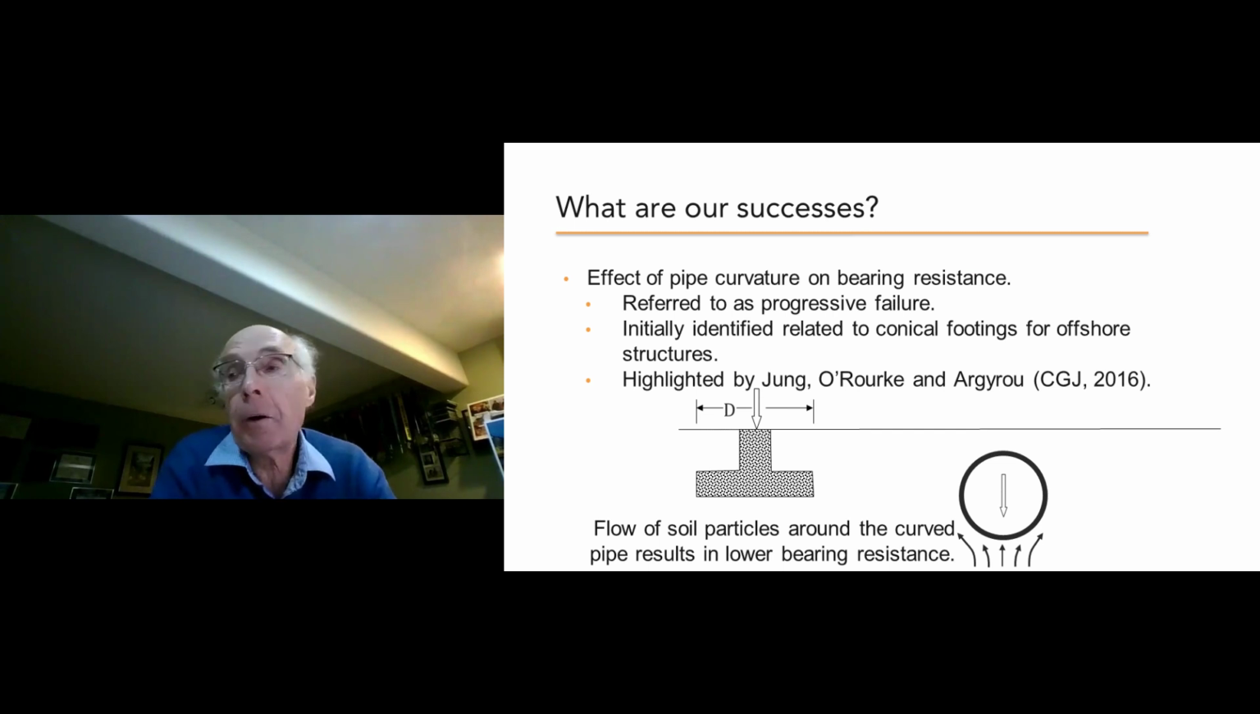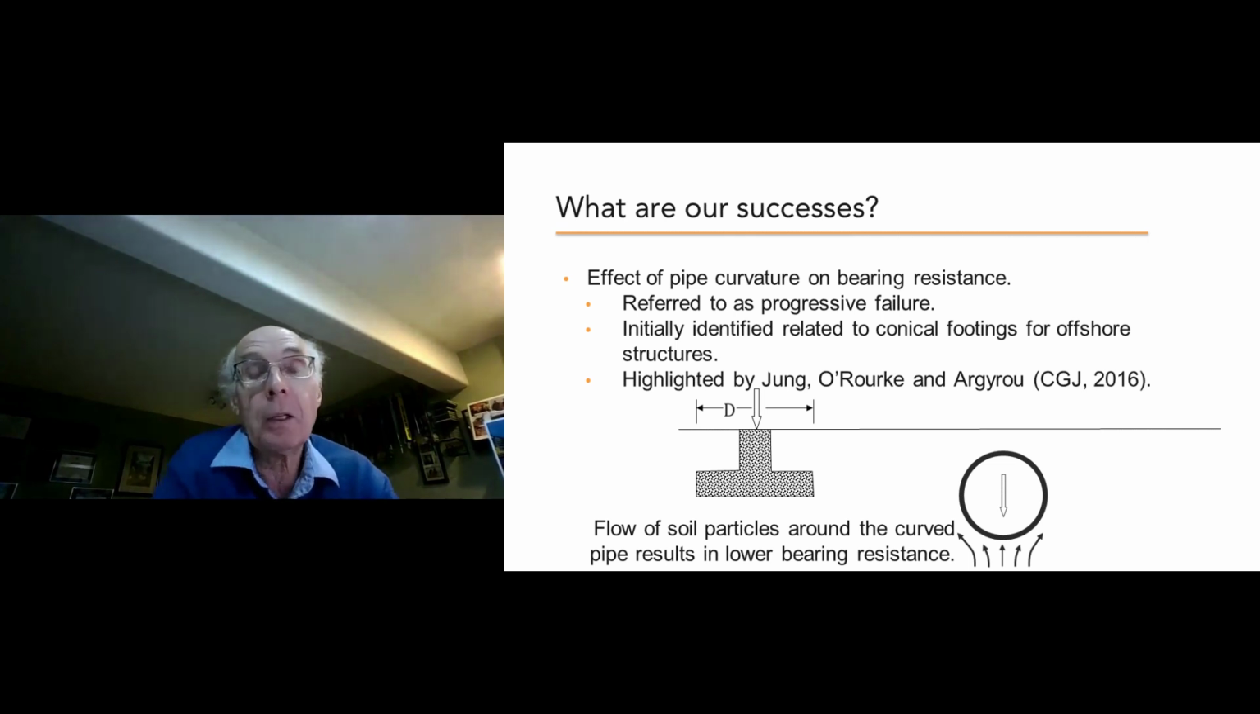So first, looking at our successes, let's talk about the effect of pipe curvature on the bearing resistance. The analogy that we use to calculate the stiffness of the soil underneath the pipeline is based on the traditional bearing capacity equation for a strip footing, so a direct analogy to the foundation engineering concept. But what was discovered was that conical footings that were used in offshore structures were failing at a lower bearing resistance than expected. And it was then discovered that that was related to the shape of the footing.